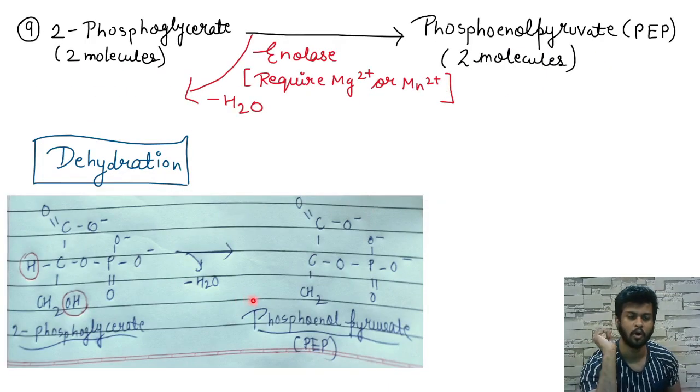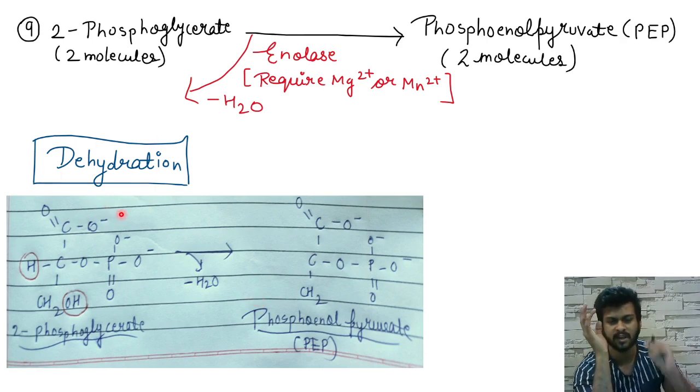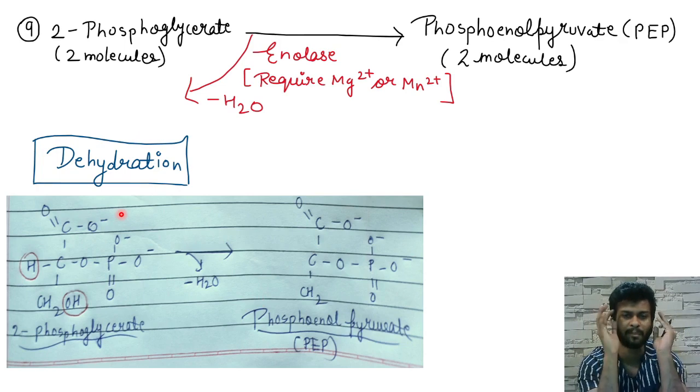Next step. Two molecules of 2-phosphoglycerate will be converted into two molecules of phosphoenol pyruvate, which will be catalyzed by an enzyme enolase, which requires magnesium ions or manganese ions to function efficiently. This is a dehydration step, meaning there is a removal of a water molecule. Peptide bond formation is also a dehydration step, because there is a loss of a water molecule.